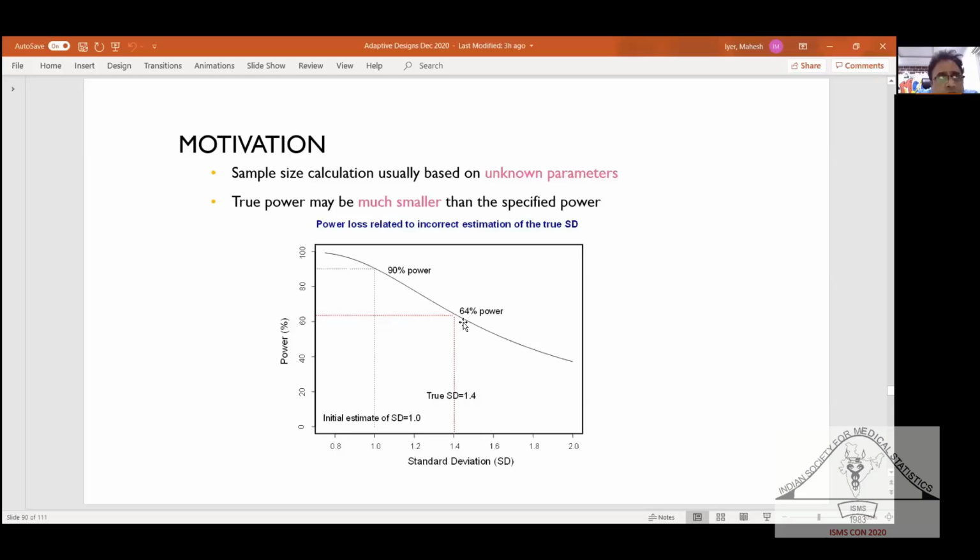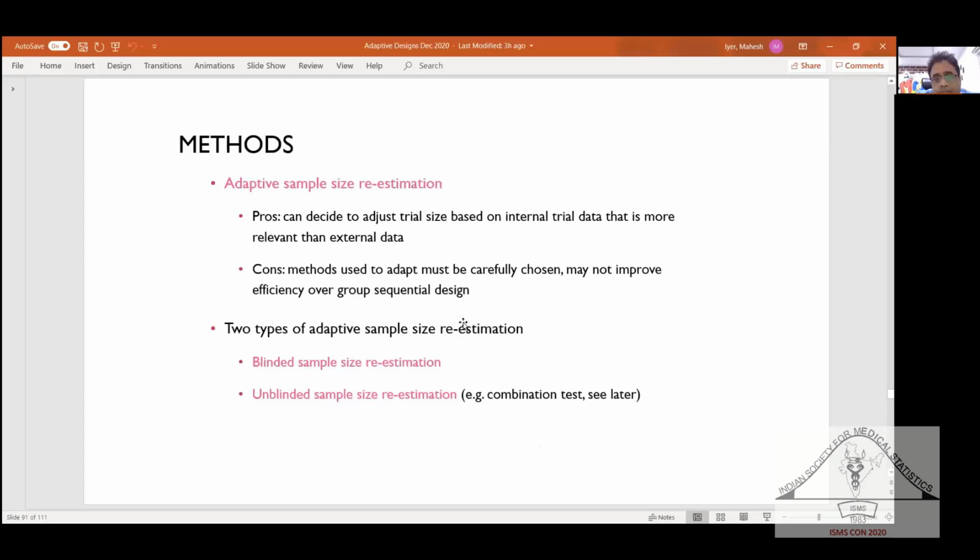Makes sense? So you've not looked at the data from an unblinding perspective. So you don't know whether treatment A or treatment B is better still. All you've done is looked at the standard deviation and said, based on that, I'm going to increase the sample size. So that is called blinded sample size re-estimation.